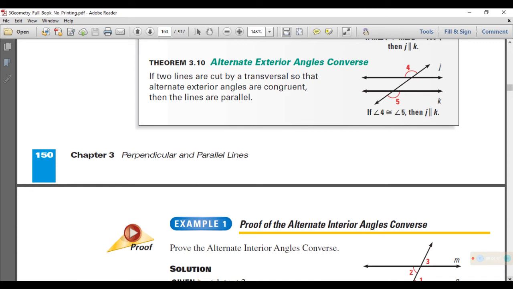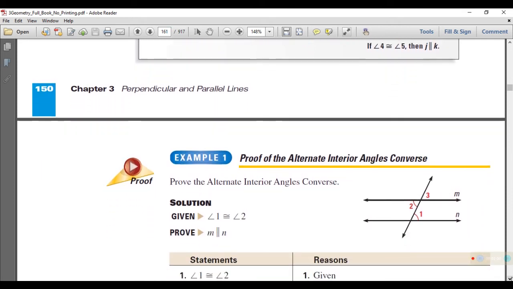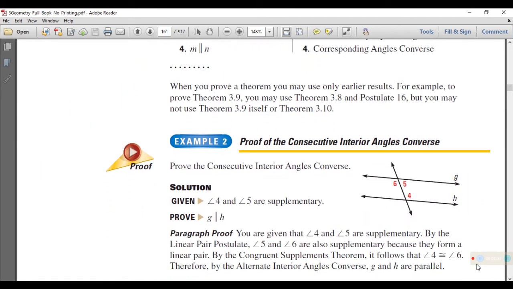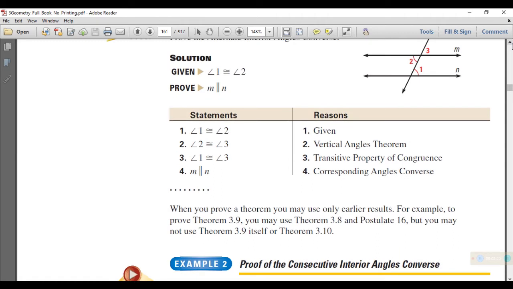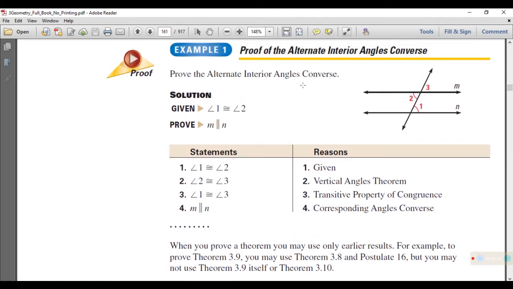So, quick na explanation lang tayo dito. Hindi ko siya isa-isahin. Proof of the alternate interior angles converse. So, ang given natin ay angle 1 is congruent to angle 2. They are alternate interior angles. You have to prove that M is parallel with N.